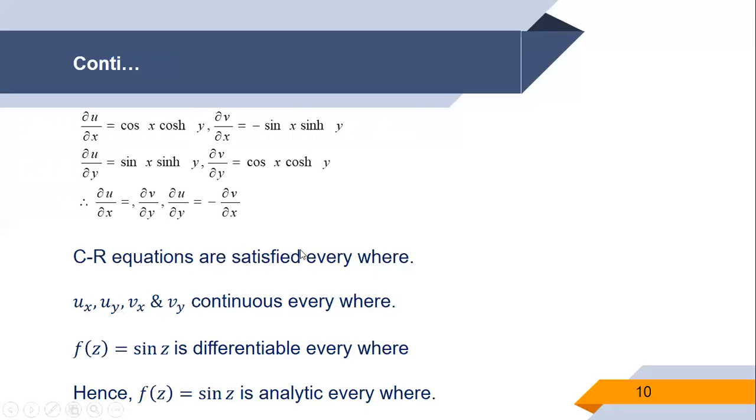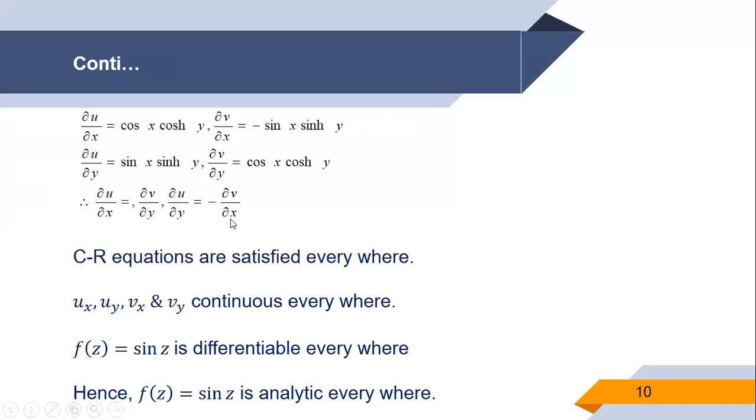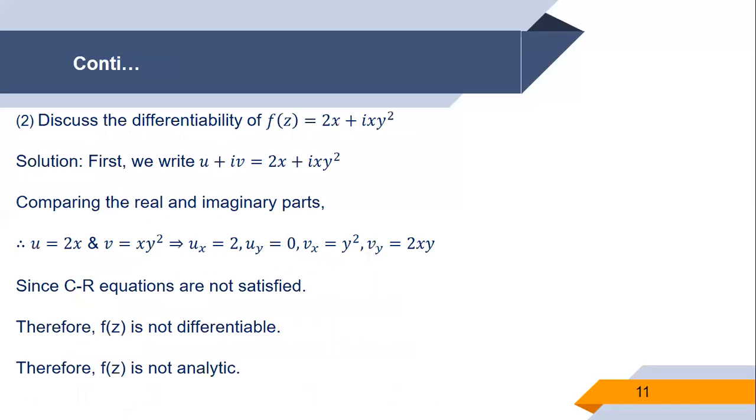So the CR equation is satisfied everywhere and the partial derivatives are continuous everywhere. Therefore, both conditions are satisfied at every point. So we can say the function f of z is equal to sin z is differentiable everywhere, and being differentiable everywhere, it is analytic everywhere. And if it is analytic everywhere, then the function is entire. So we can say sin z is an entire function.